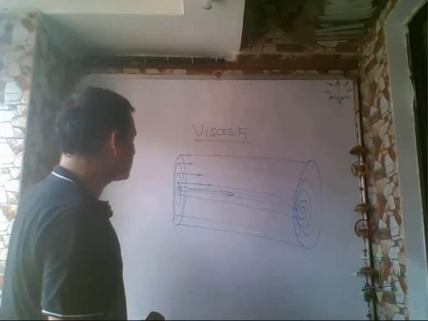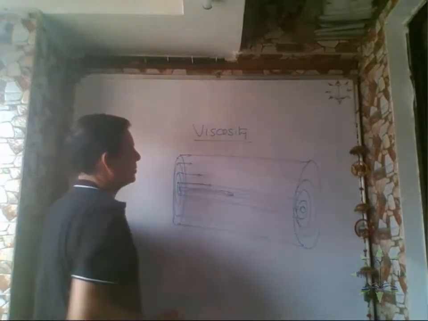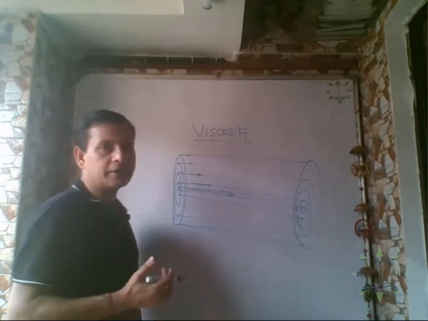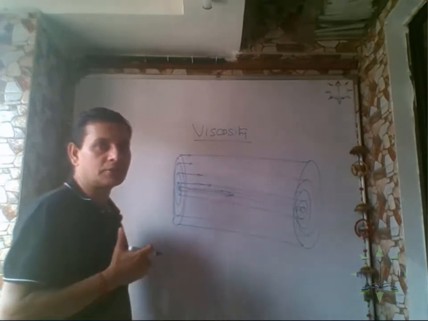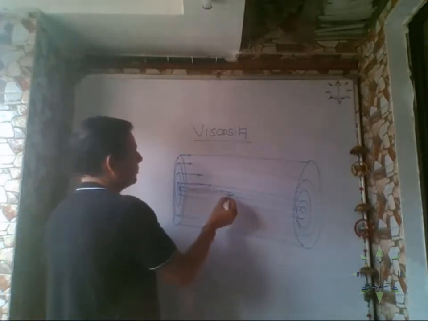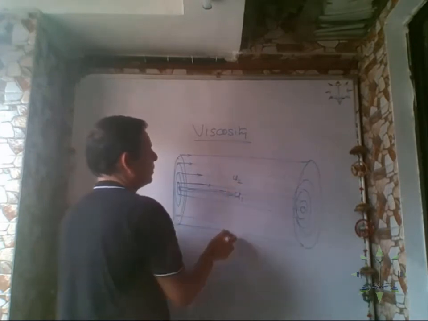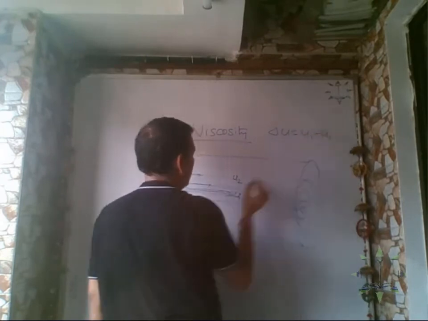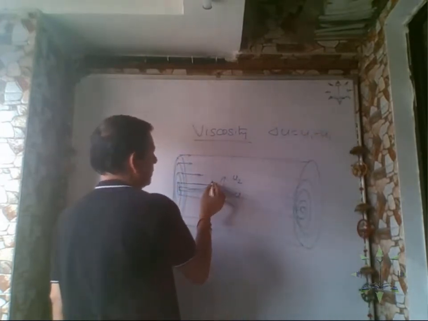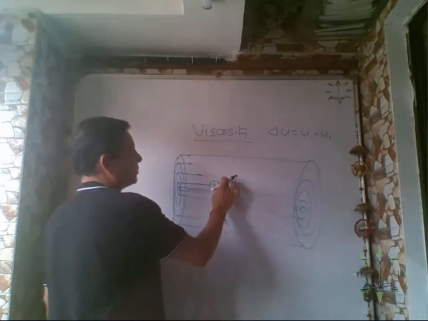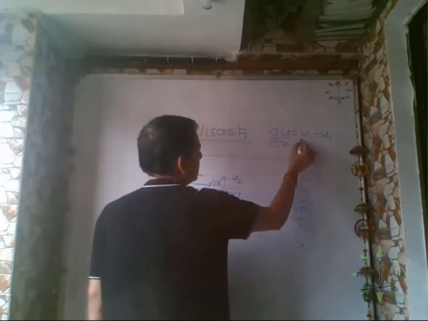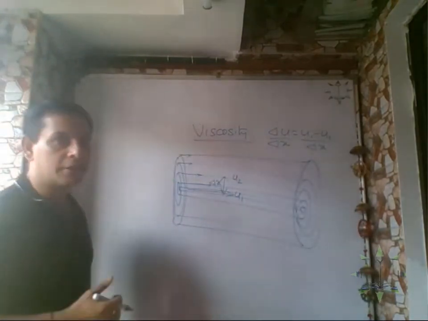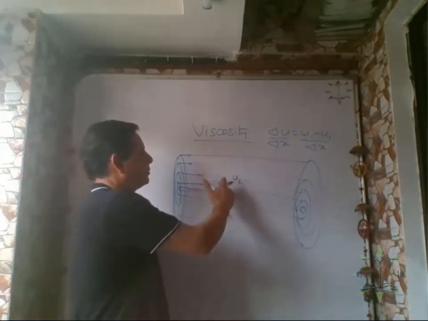Okay, so why this change in velocity? There is a velocity gradient. What is gradient? The change of any parameter with distance is called gradient. So if here the velocity is u1, here the velocity is u2, so u1 minus u2 is delta u, and if the distance is suppose delta x between these two, then delta u by delta x is called the velocity gradient, the rate of change of velocity of layer along with the distance.